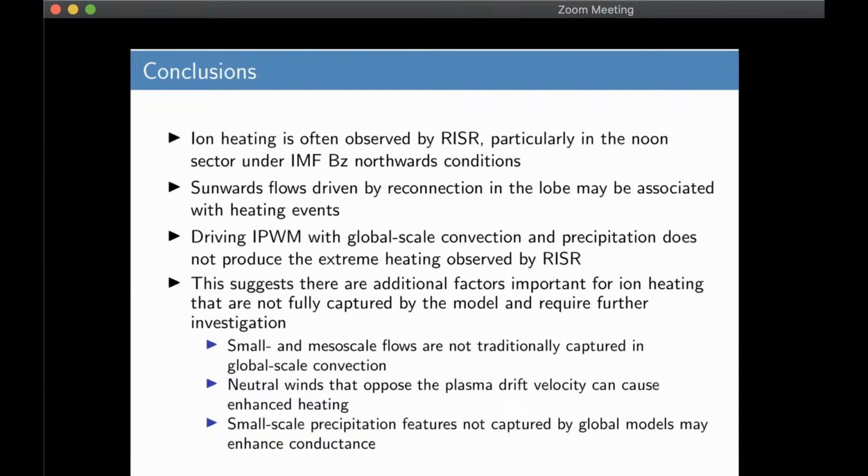So in the RISR data, for instance, you do see some features that indicate there is precipitation at scales smaller than what would probably be captured by the global model for this event. Right. So maybe we need to refine those observations to get this thing to work globally.